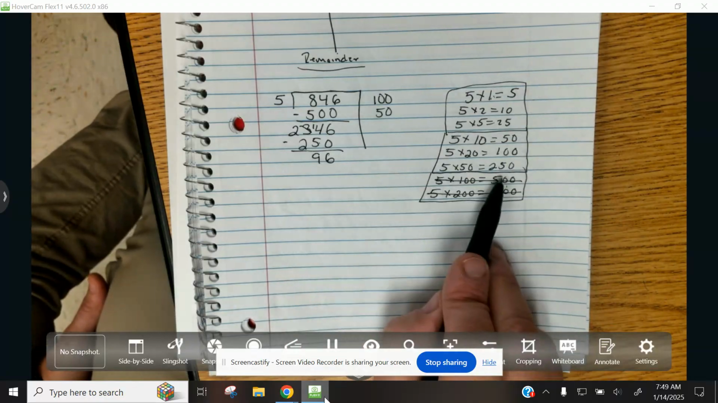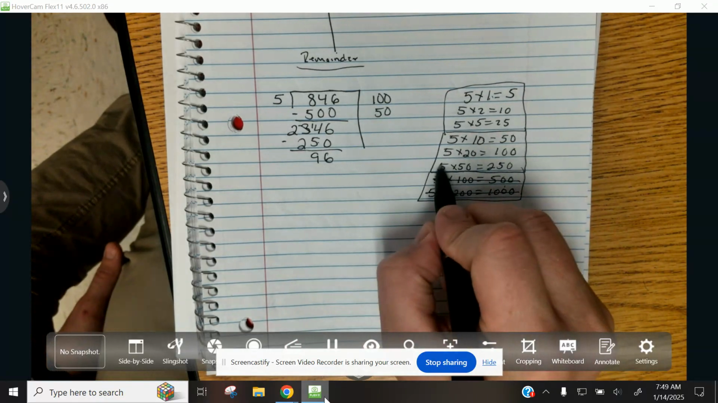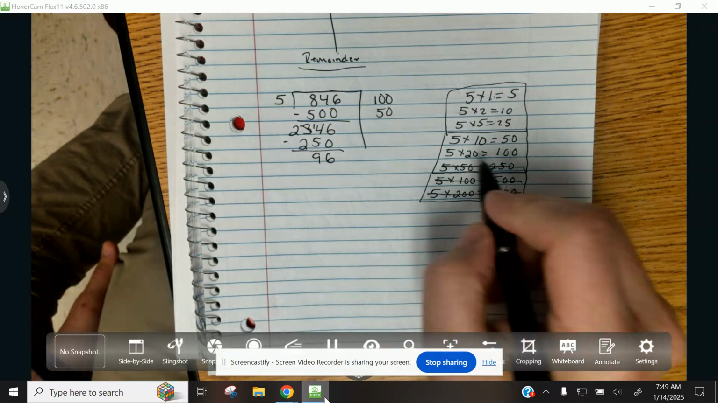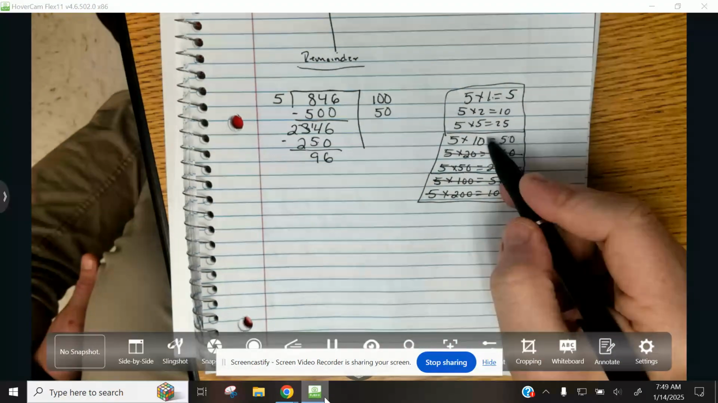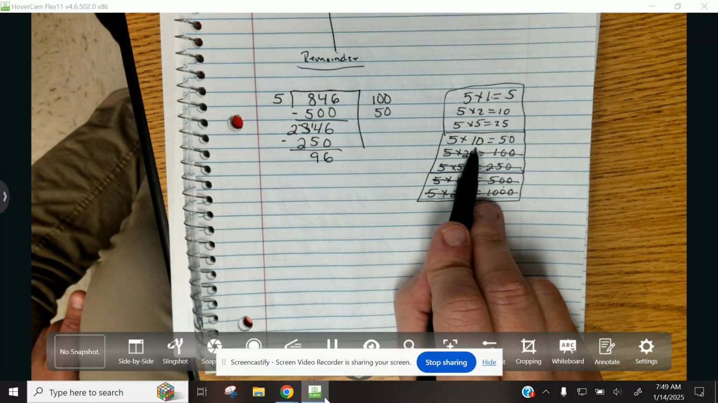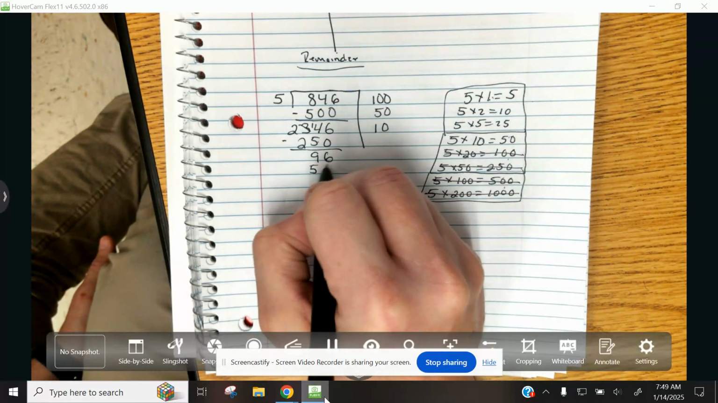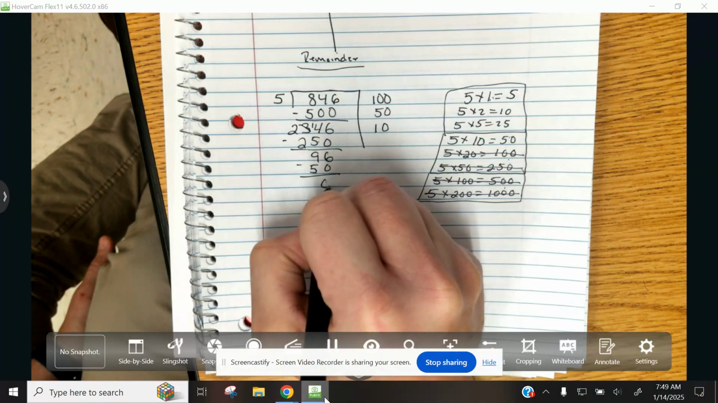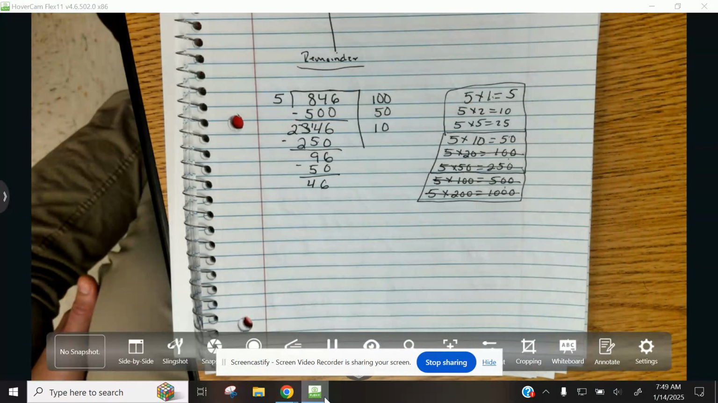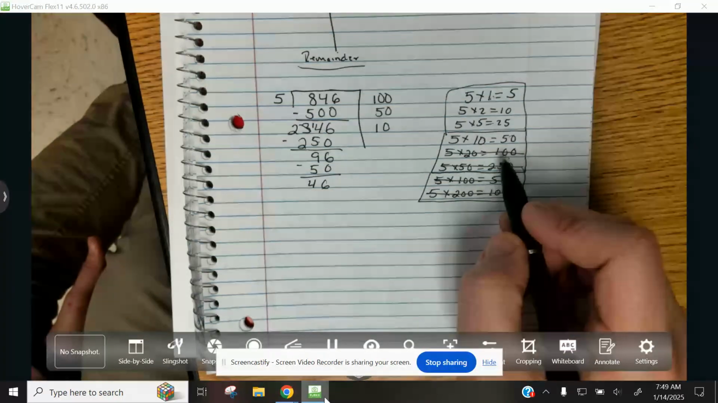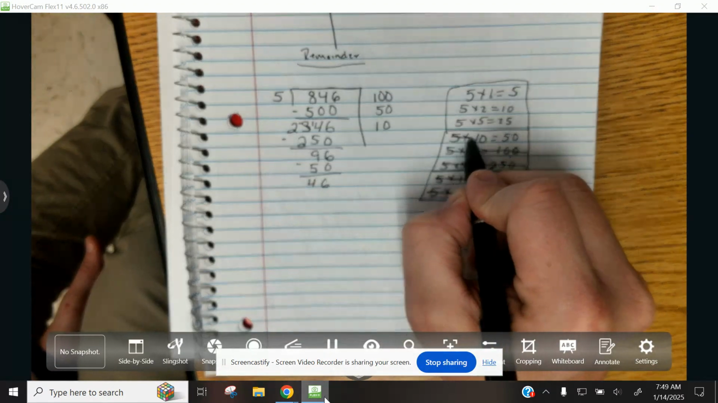So I'm going to go back to my help box. Can I use 250? Nope. Can I use 100? Nope. Can I use 50? I can. How did I get 50? I made 10 groups. So I have the 10 that goes right here. I put the 50 right here, and now I subtract. And now I have 46. Now, if I look over here, I can't use 50 again, so I got to cross that out.